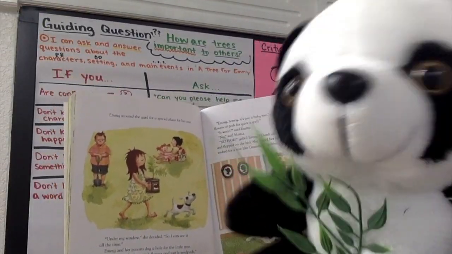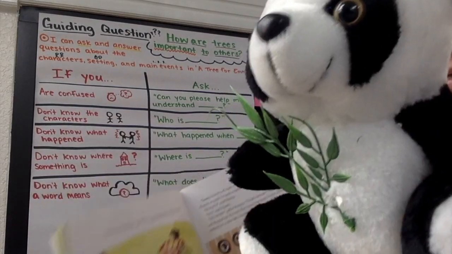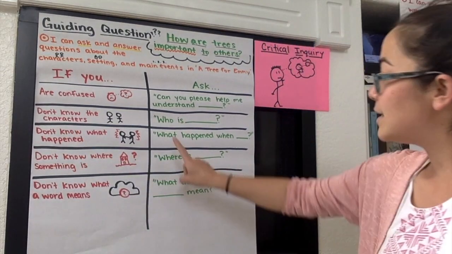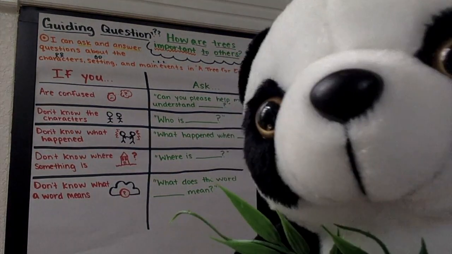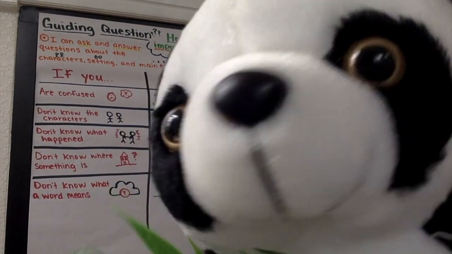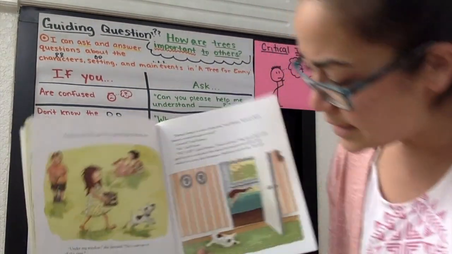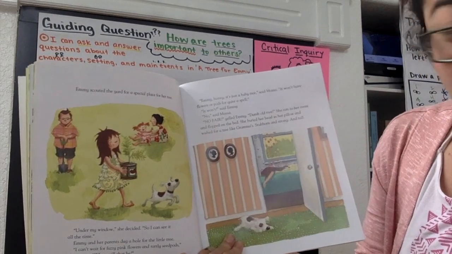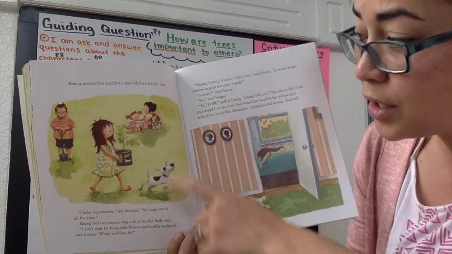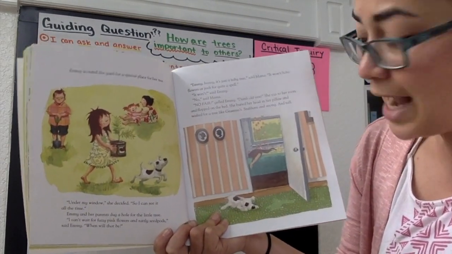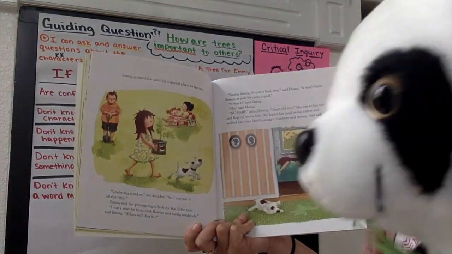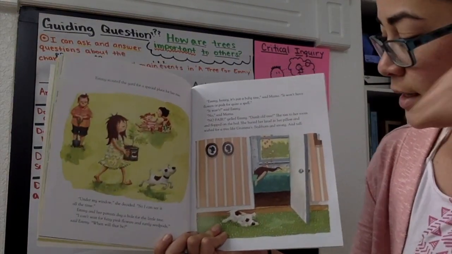"Wait a second. I'm confused again. I don't understand what happened." "Well, then let's stop. If you don't know what happened, ask, what happened when?" "Okay, I'll try. Hey, friends, what happened when Emmy got mad? I don't understand." "Well, let's take a look. It looks like Emmy thought her tree, her little tree, would have flowers and seeds really soon. But look, it's just a baby tree. I think Emmy's feeling a little upset that it's going to take a long time for her tree to grow. Oh, I get it now. Let's keep reading."